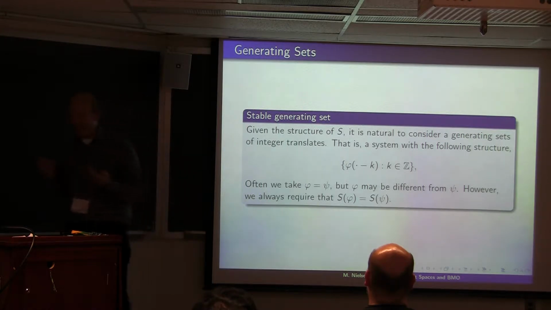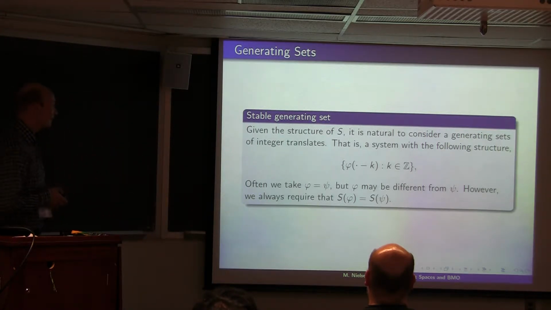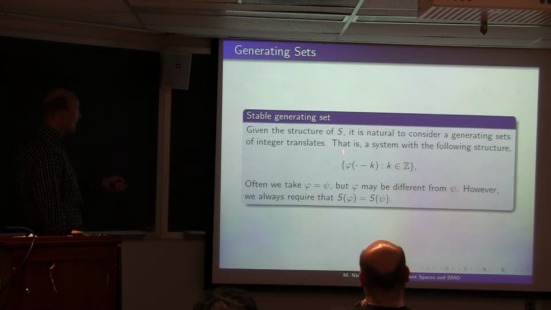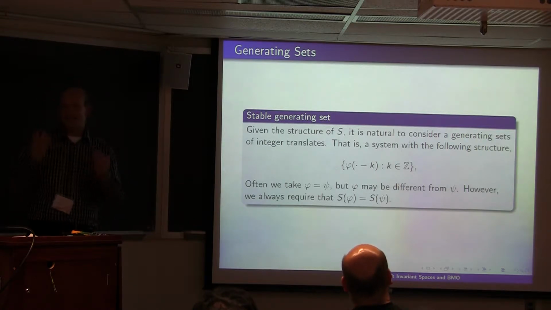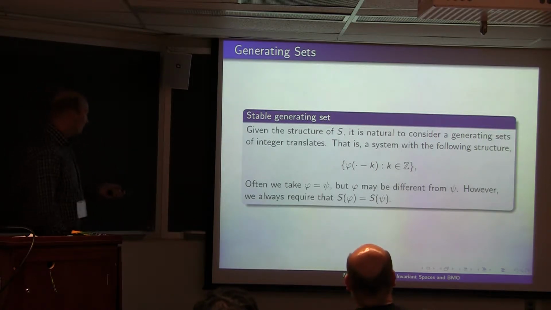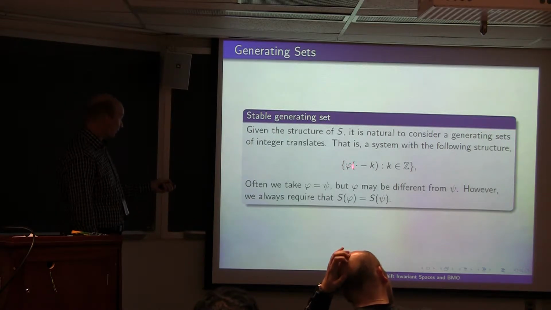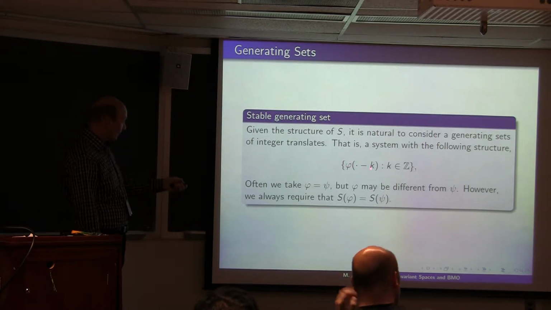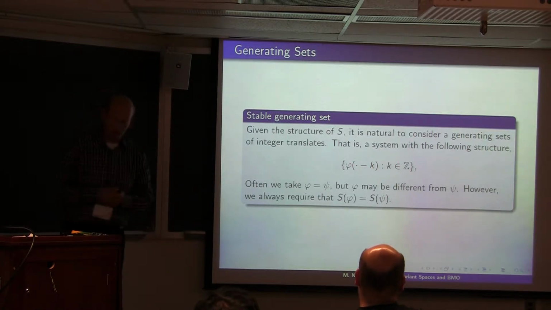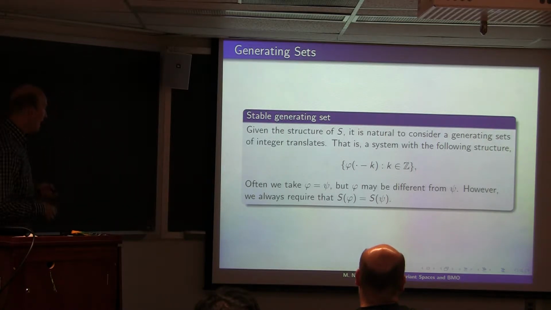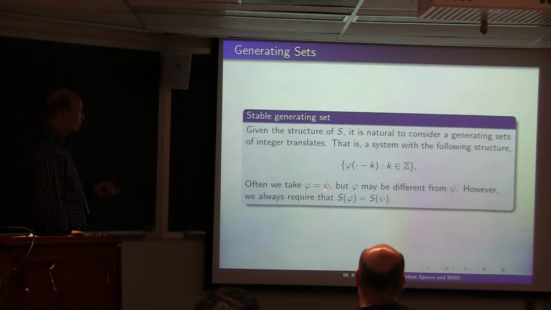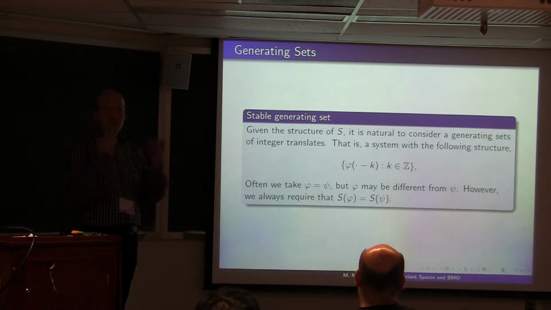And given that, the way the spaces are defined, the most natural thing is to look for stable systems that have exactly the same structure as was used to define the space. So we would typically look for a function phi, take the integer translates of it, and we want to have this as the stable generating set. In many cases, what we simply do is take the initial function, the one we use to define the space, and see whether this function can act as a stable generator for the space.